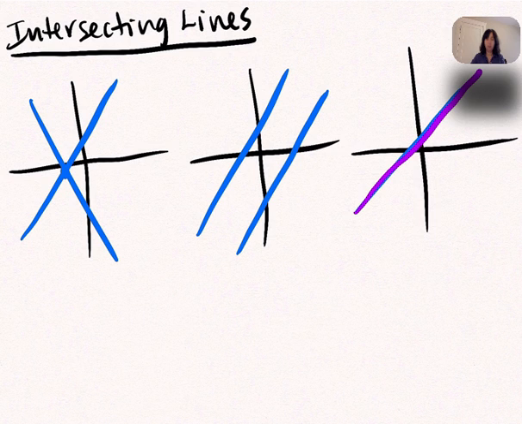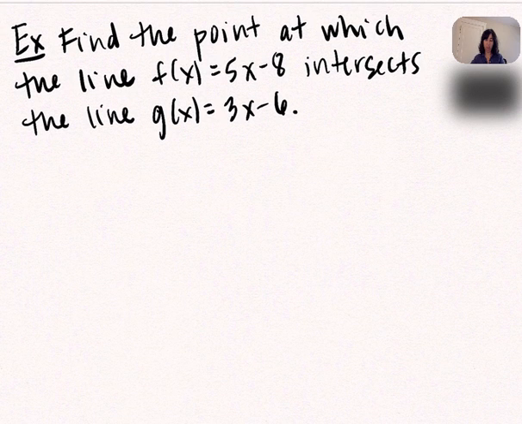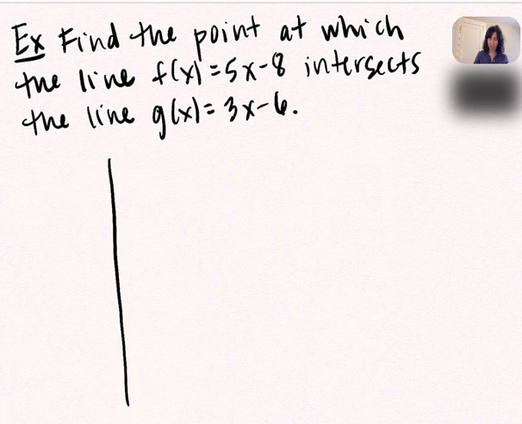We're going to look into how you figure out where two lines intersect, or where they cross when this happens. So let's do an example. Find the point at which the line f of x equals 5x minus 8 intersects the line g of x equals 3x minus 6. Let's first graph these to get a sense of whether or not they actually do cross each other.